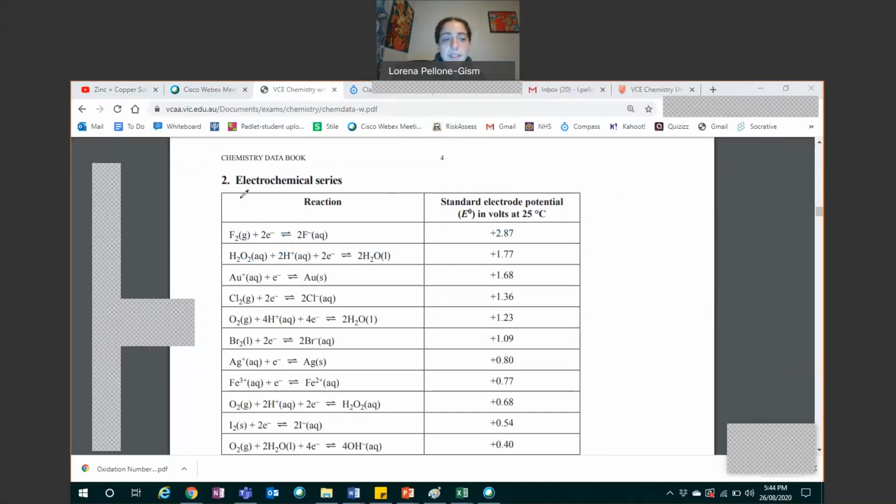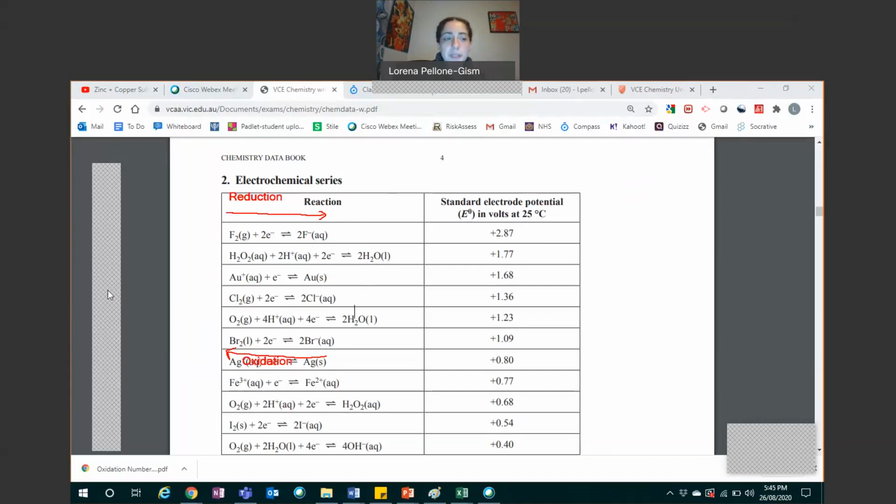So first of all, you can see that in this direction, you actually have reduction occurring. And in this direction, you actually have oxidation occurring. And you'll see that there are double arrows. And the reason that there are double arrows is because they can occur both ways, depending on what they're reacting with. We know that reduction and oxidation occurs at the same time.